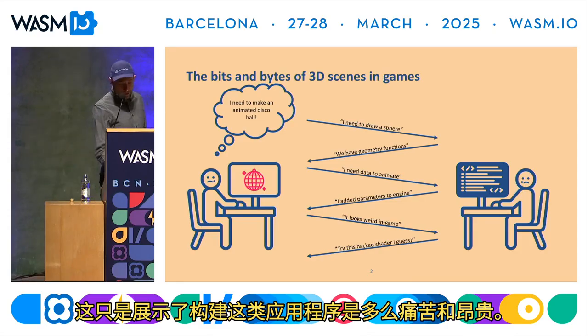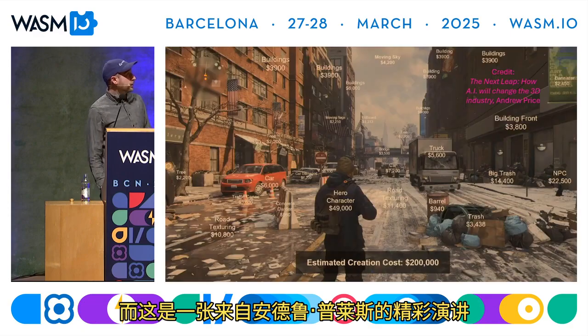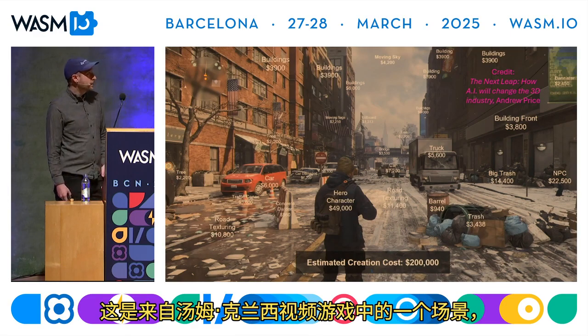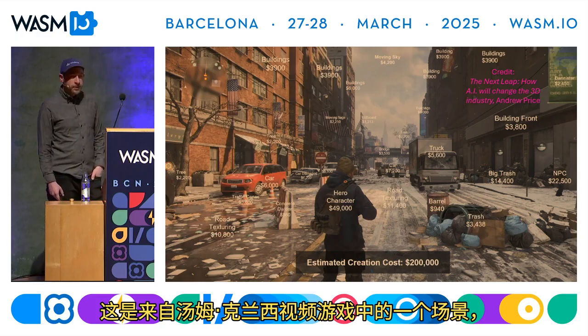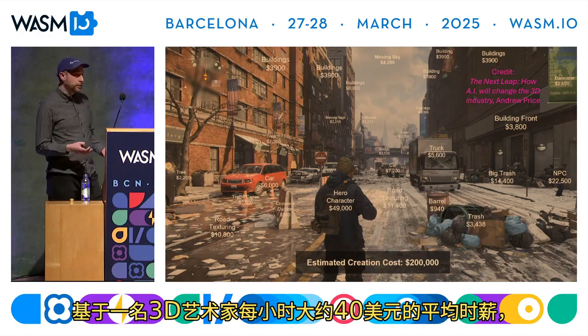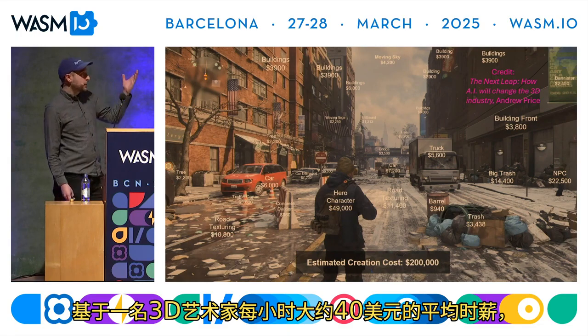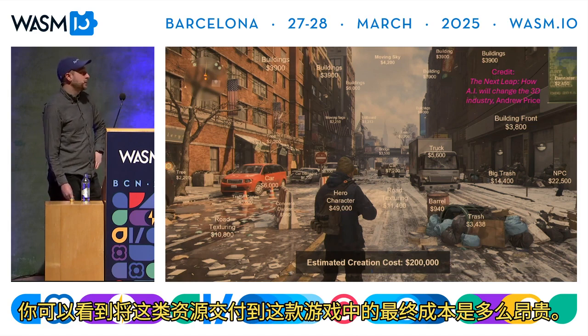kinds of applications today. And here you'll see this is a screenshot from an excellent talk called The Next Leap, How AI Will Change the 3D Industry by Andrew Price. This is a scene from a Tom Clancy video game. And based off of an average hourly rate for a 3D artist of about $40 an hour, you can see how truly expensive the final cost to deliver these kinds of assets into this game are right here.